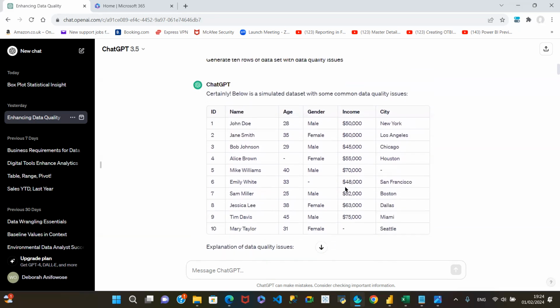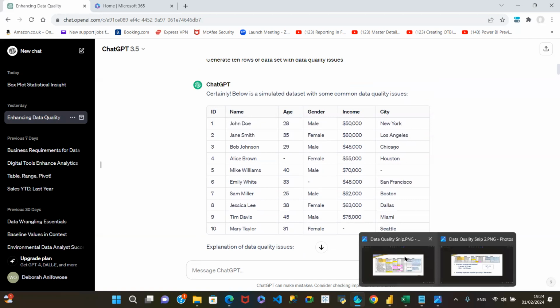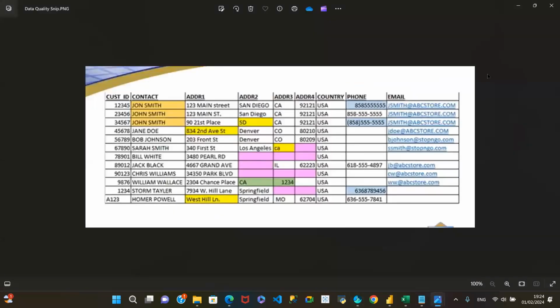Is there any other problem anyone can spot with this data? Okay, here's a quick one. Let's have a quick look at this one. Can we all see this data set? Yes. Okay, so what are the data quality issues that we see here? There's quite a few here.